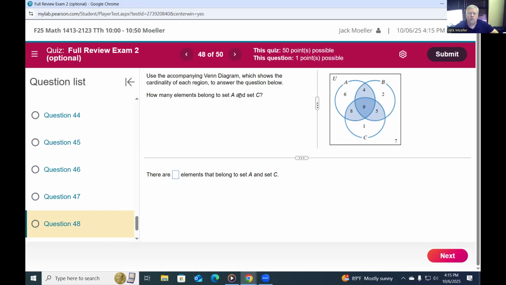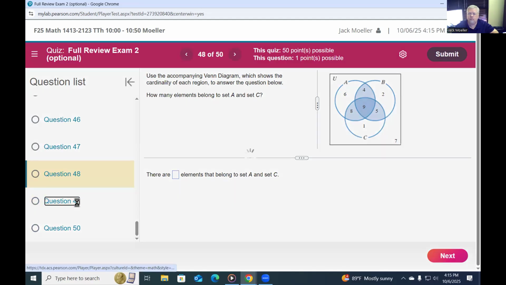Now, what if that said or? So how many elements belong to set A or set C? Well, or is union, so that's everything in A as well as everything in C. So the or would be 6 plus 4 plus 8 plus 9 plus 1 plus 5. It'd be both of those circles, A as well as C. Okay.